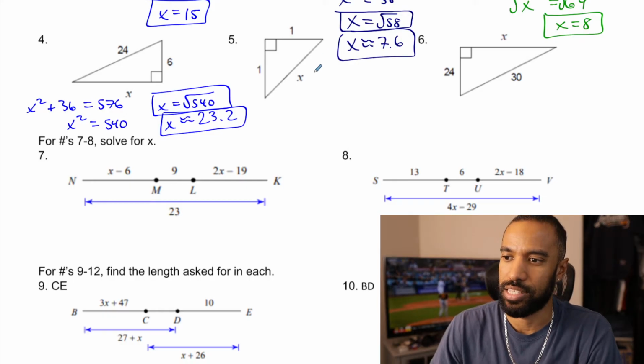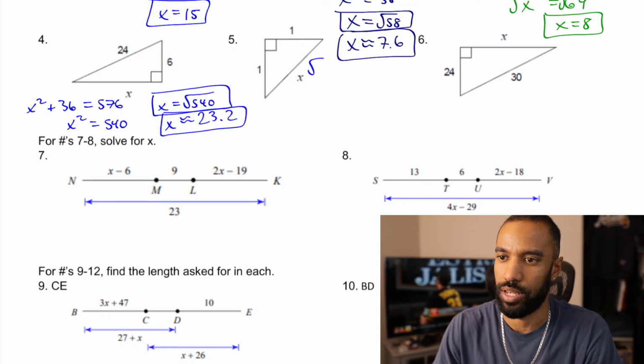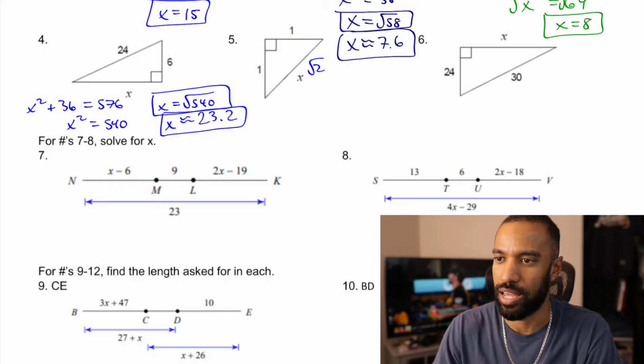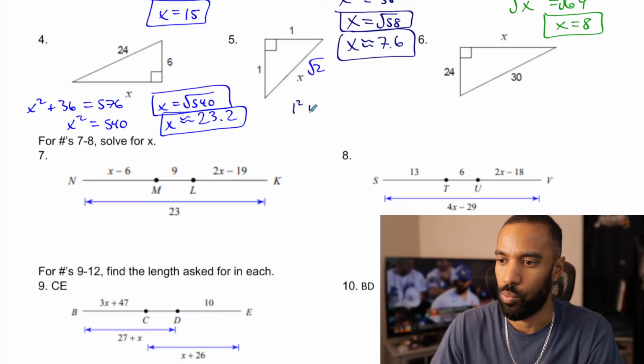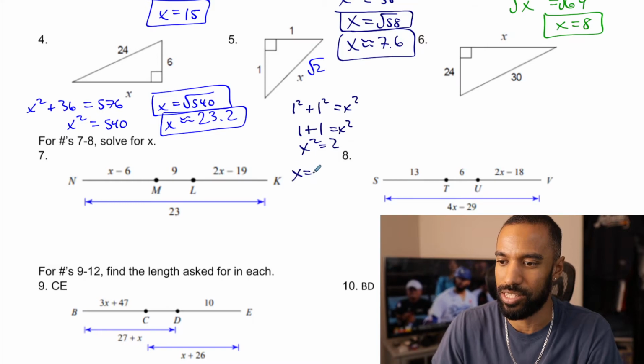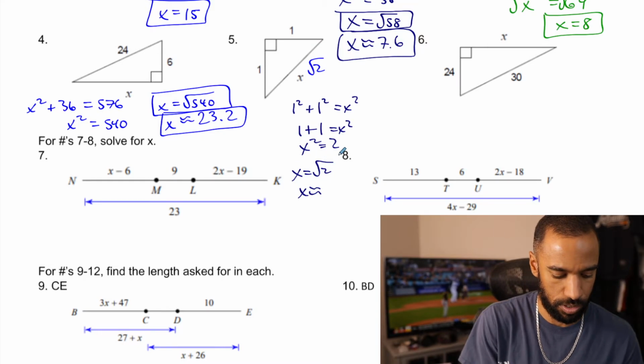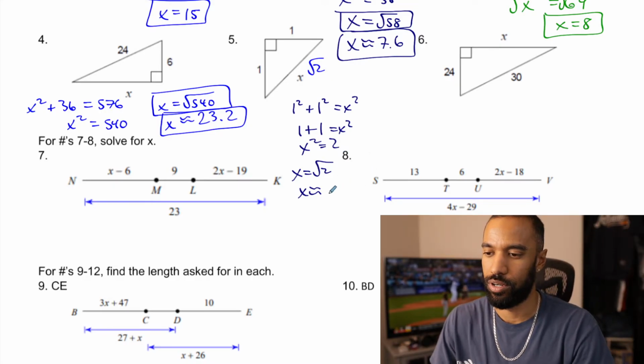Now I know this exact answer is the square root of 2, and I think you should know that as well, because you're just doing 1 squared plus 1 squared equals x squared. 1 plus 1 equals x squared. X squared equals 2, so x equals the square root of 2, which is around 1.4 something. Square root of 2 is 1.414, so I'll just say 1.4.